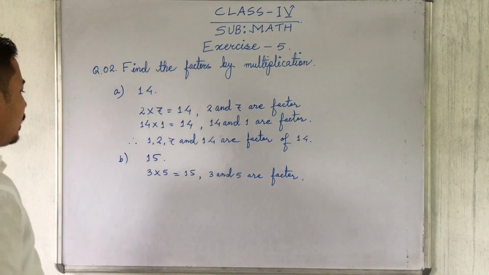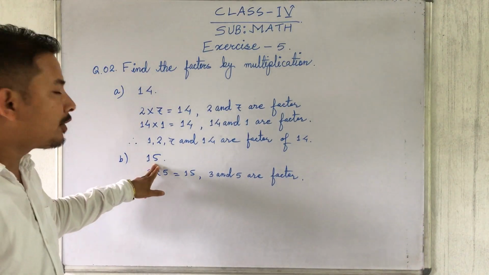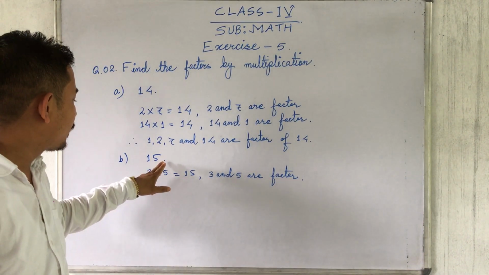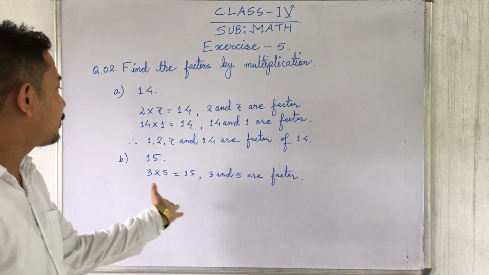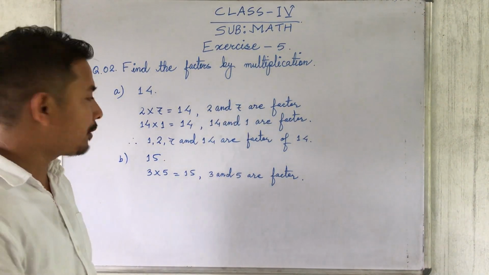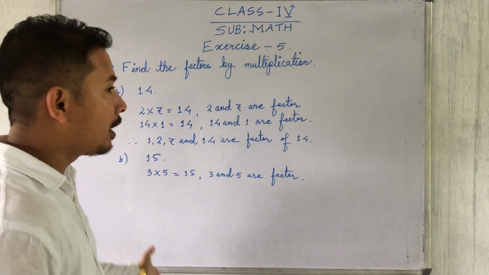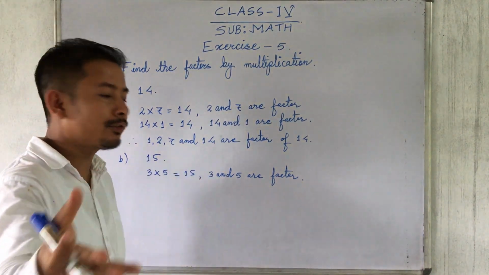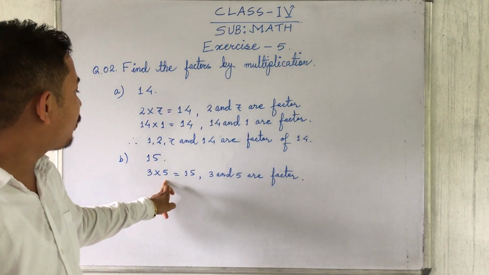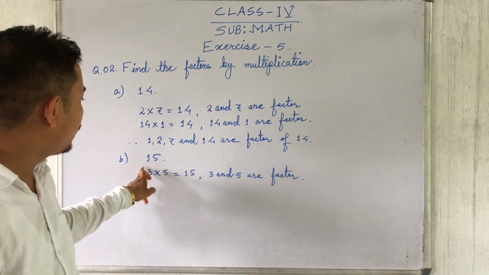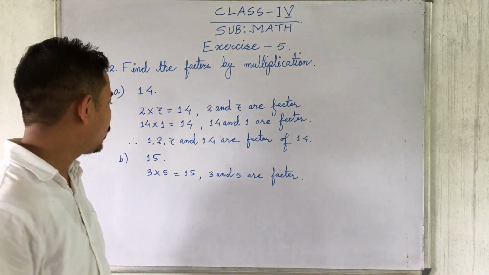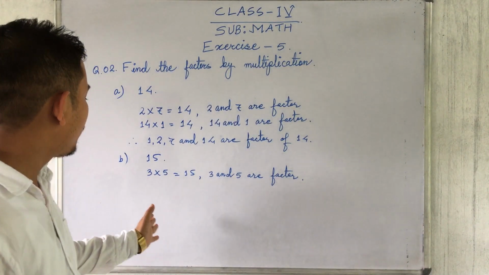Understood? Now see, in the 4 table is there 15? No. In the 5 table, 3 times 5 is 15, isn't it? In the 5 table also there is 15, but how many times? 3 times. 3 times 5 is 15, but 3 and 5 I have already written as factors of 15 here by the 3 table, right? So no need to write.